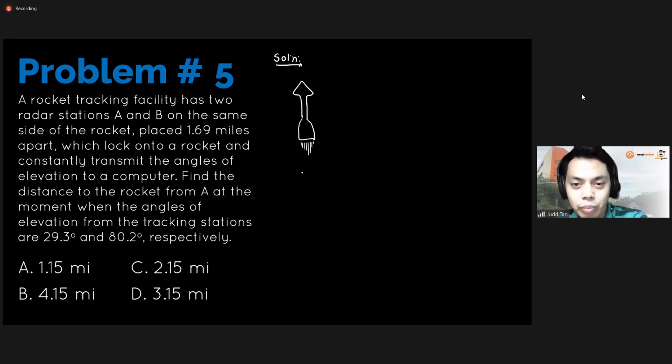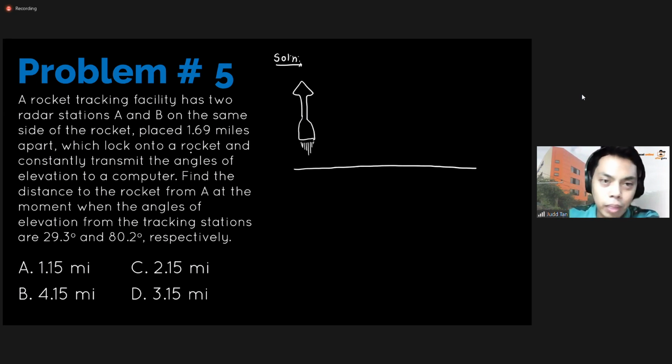So this is a rocket, pointing straight upwards po yun. And we have two radar stations on the ground. Two radar stations, A and B. Let me draw, si A and si B are on the same side. Nandito po sila sa, let's say, right side. So 1.69 guys yung distance po nila.